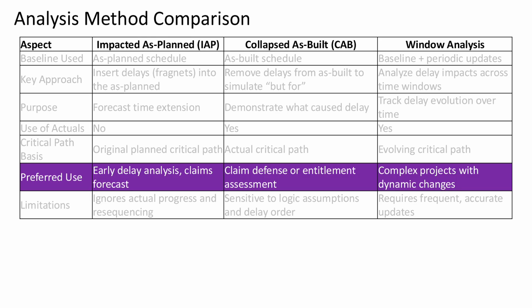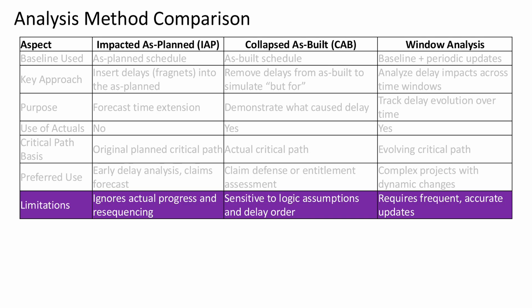As for preferred application, IAP is typically used in early stage delay evaluations or claim forecasting. CAB is valuable for claim defense or entitlement assessments, and window analysis is especially effective for complex projects that undergo dynamic changes. Finally, each method has its limitations. IAP overlooks actual progress and resequencing. CAB is sensitive to assumptions about delay logic and order, and window analysis requires consistent and accurate schedule updates to be reliable.